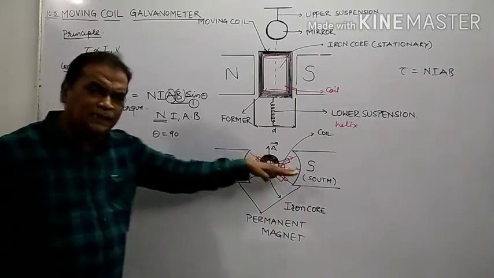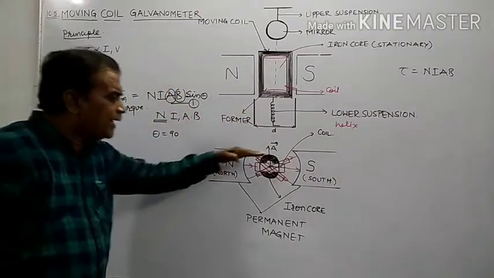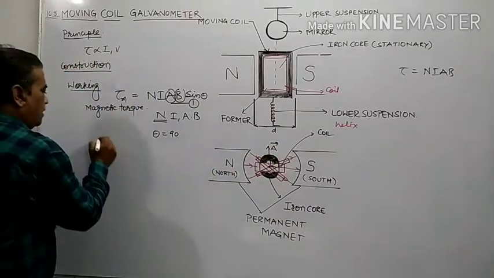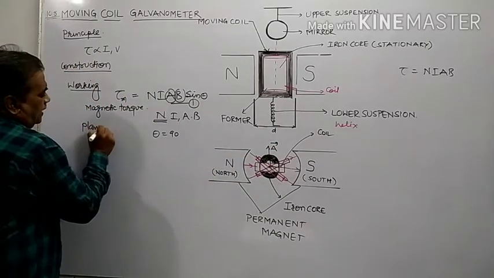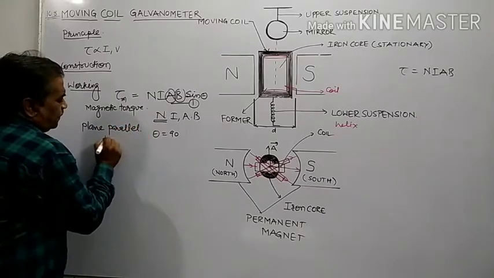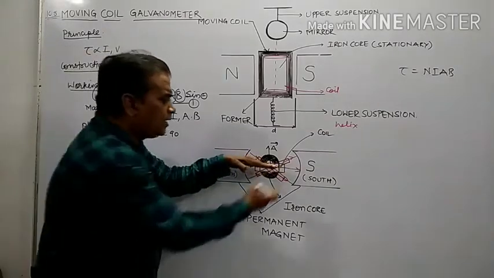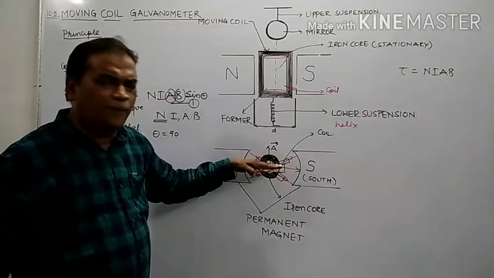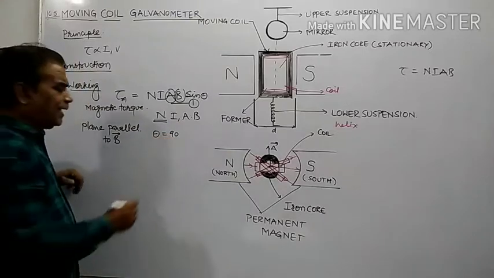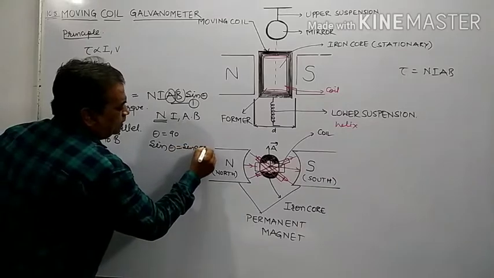So as the coil is suspended in a radial magnetic field, for any arbitrary position of the coil, the plane of the coil always remains parallel to... The plane of the coil is parallel to what? The direction of the magnetic field B. The plane of the coil remains parallel to the direction of the magnetic field due to the radial magnetic field. Which means here theta is equal to 90 degrees, and sine theta equals sine 90 equals 1.